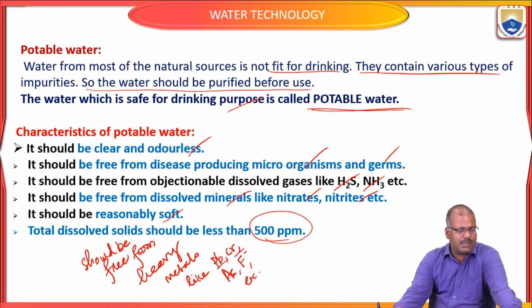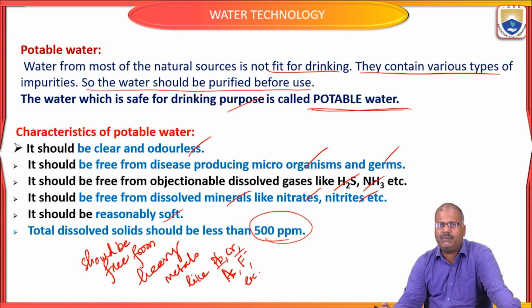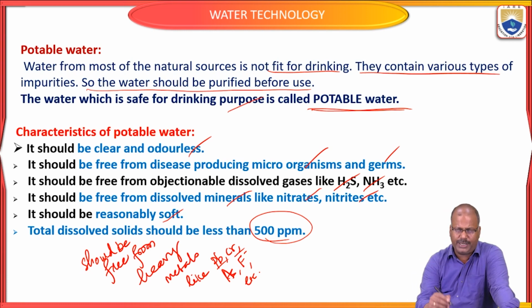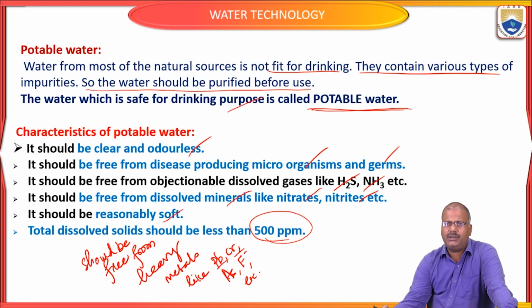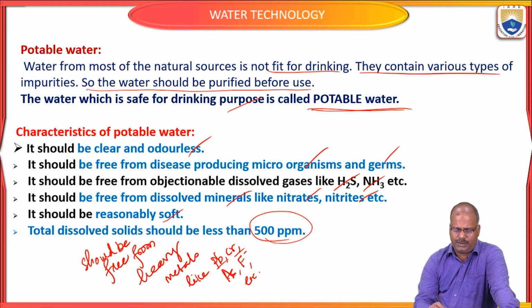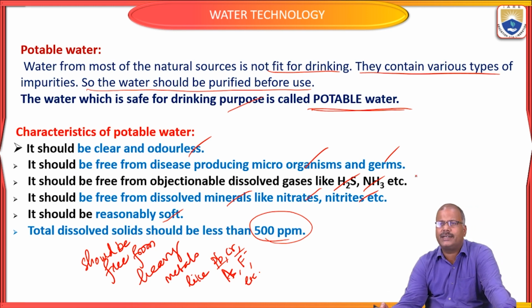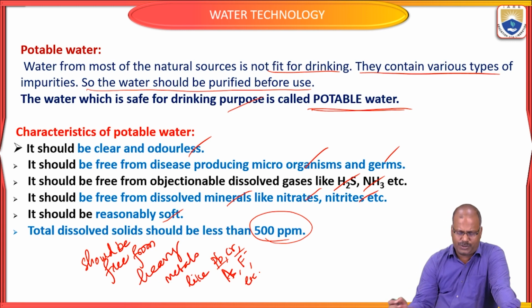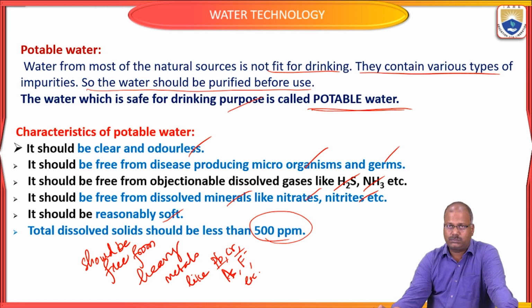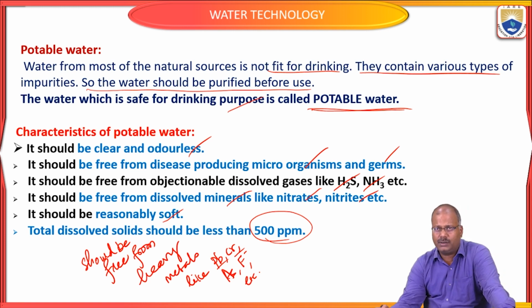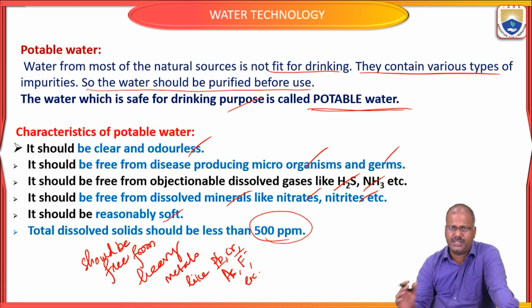Potable water means the water which is safe for drinking purpose. We call it potable water. It should have these characteristics. It should be clear, odorless, obviously. It should be free from disease-producing germs and microorganisms. It should be free from objectionable dissolved gases like H2S, ammonia, etc. It should be free from dissolved minerals like nitrates, nitrites, etc. And it should be reasonably soft. Soft means the hardness-causing ions should be around 50 ppm or within the soft region.